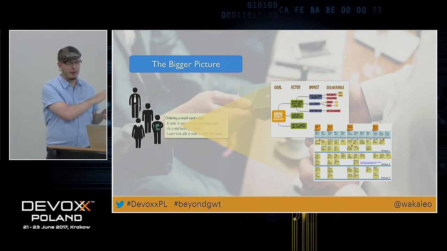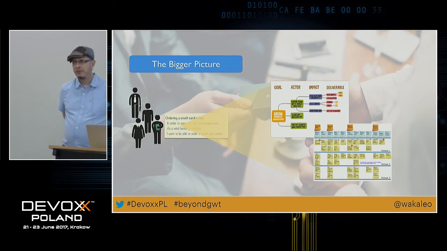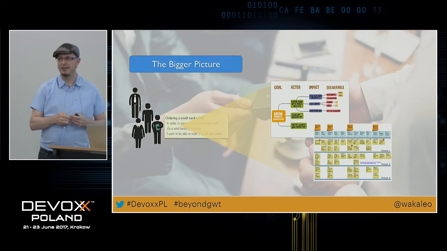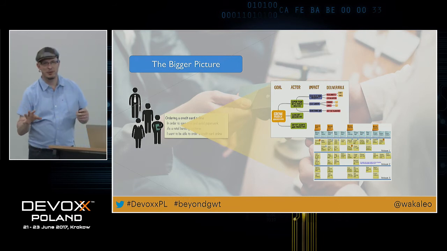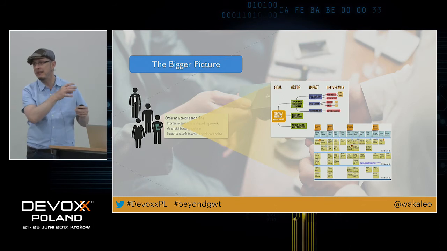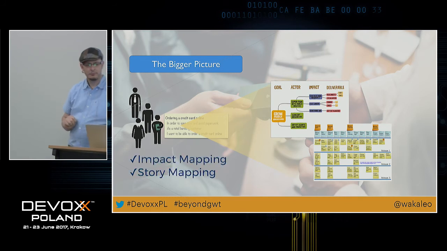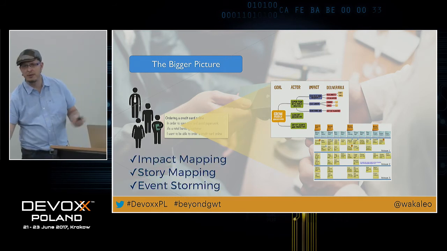We'd also do story mapping at this level. Anyone done story mapping? Yep. So story mapping is, well, that's a Jeff Patton technique from 2006, so I won't dwell on it too much, but it's quite a useful technique for breaking down epics into stories and flow through the application. So that all happens at the higher level.